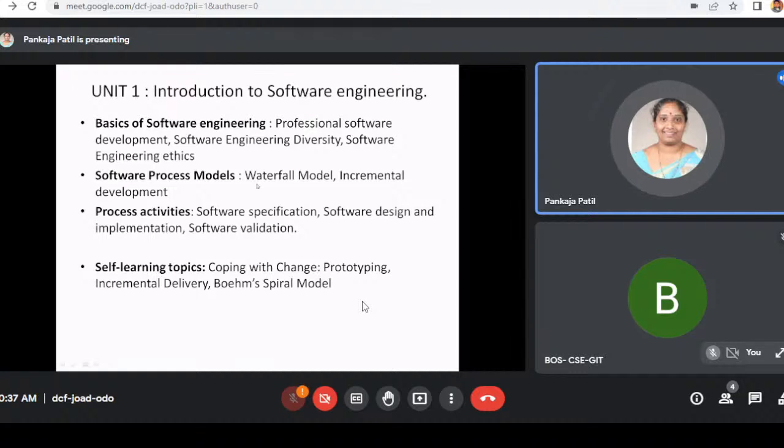There are different models listed here. The first one is the waterfall model. The second one is the incremental development model. The third one is the prototyping model. The fourth one is the incremental delivery model, and the fifth one is Boehm's spiral model. So these are the different models present. Two models we are going to discuss in the regular class, and two models we have introduced as part of the self-learning topic here at the end.